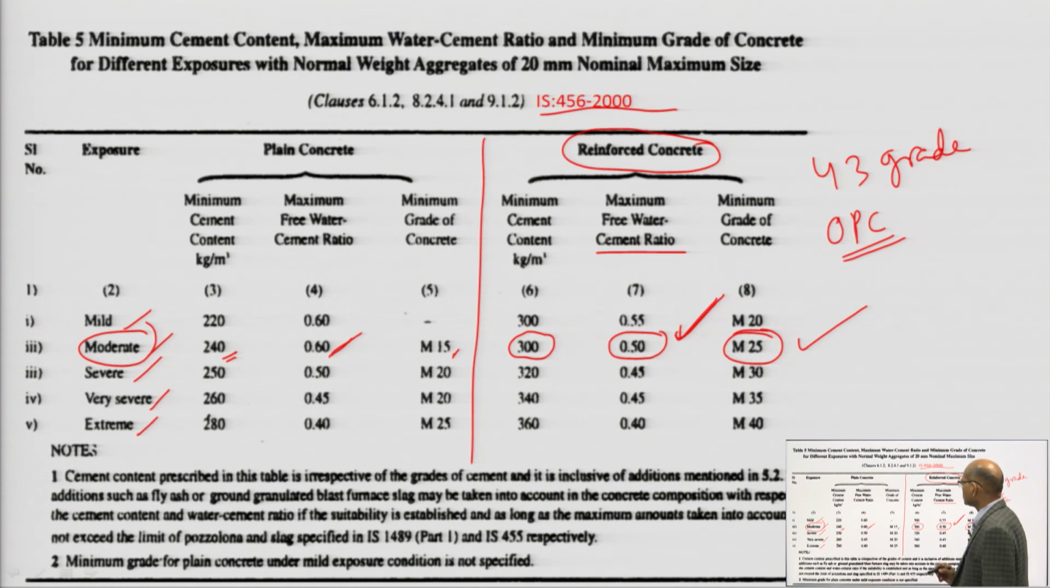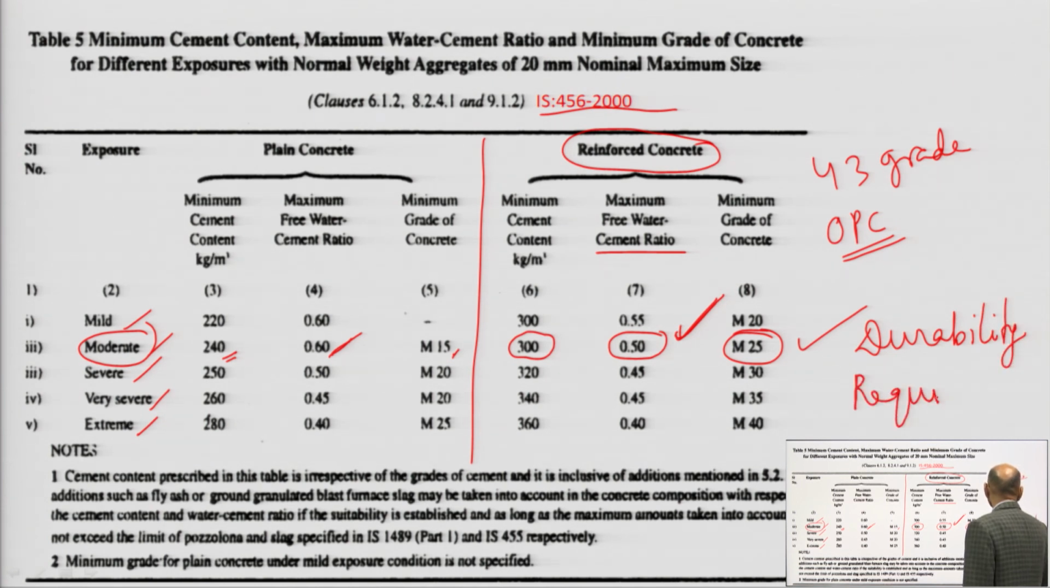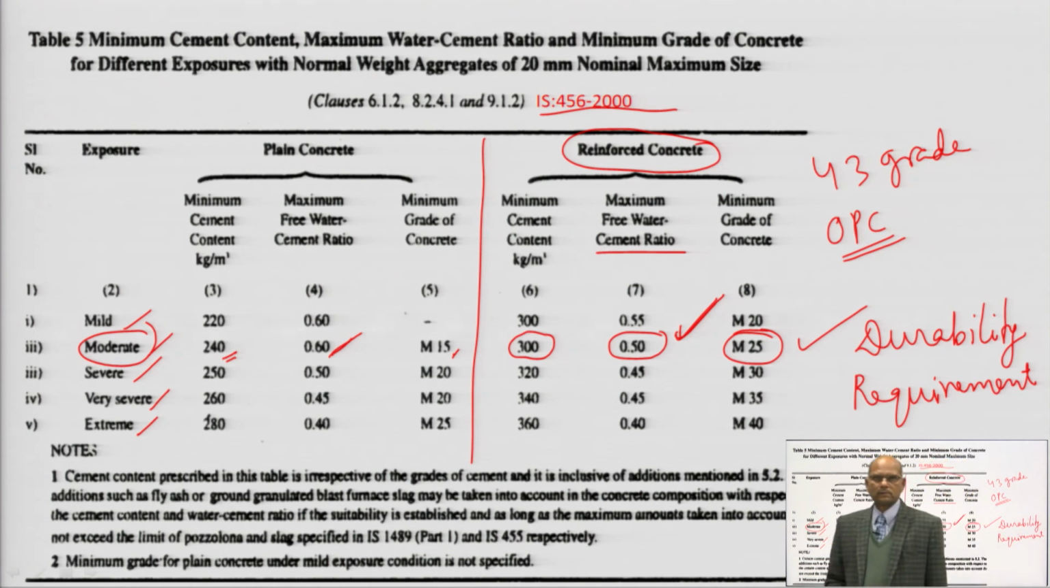So, we have to check one thing from the durability requirement. This table is considering the durability requirement. Okay. So, two criteria are there, one is strength, and another is the durability aspect.